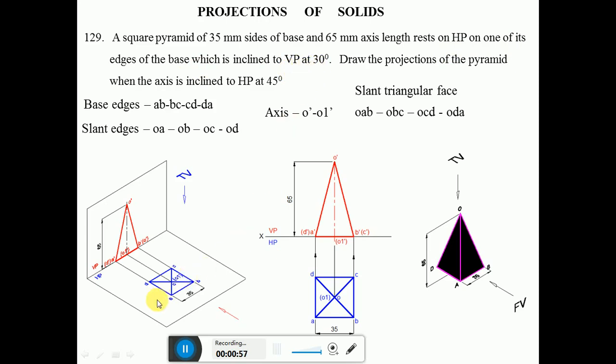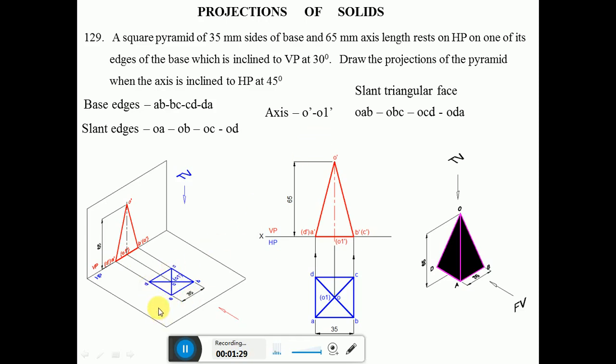So which is the edge which is perpendicular to VP? AD and BC are the two edges which are perpendicular to the vertical plane, that is at 90 degrees to the vertical plane. And these two edges are parallel to HP because the two endpoints are equidistant from the horizontal plane. In this case it is resting on HP, so obviously it is parallel to HP. So I am getting the true length here, that is BC and AD.